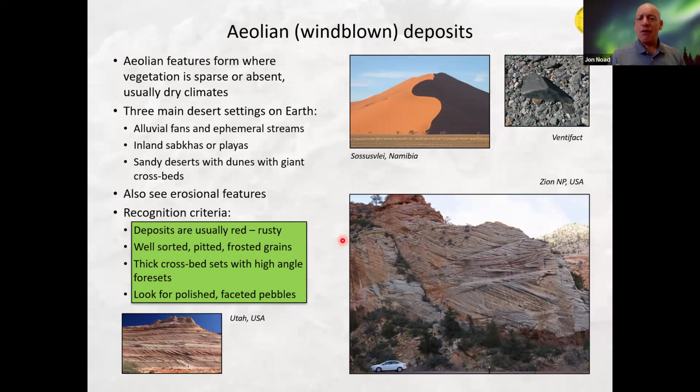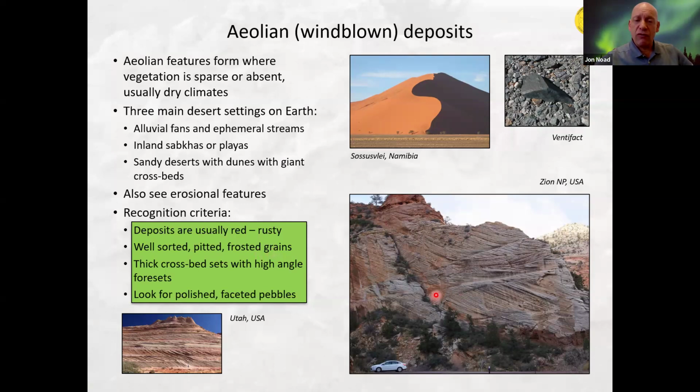And then you do also see some erosional features. We're not really going to talk about those, but if you want to try and recognize these in the fossil record, first of all, they're usually red because when you see red sediments, that means the iron oxide has rusted away. So any iron that's in the sediments has rusted away to create the red color, which only happens usually in terrestrial settings. They have very well sorted, pitted, frosted grains because the grains have been blown around and blown over each other, and they've abraded each other.